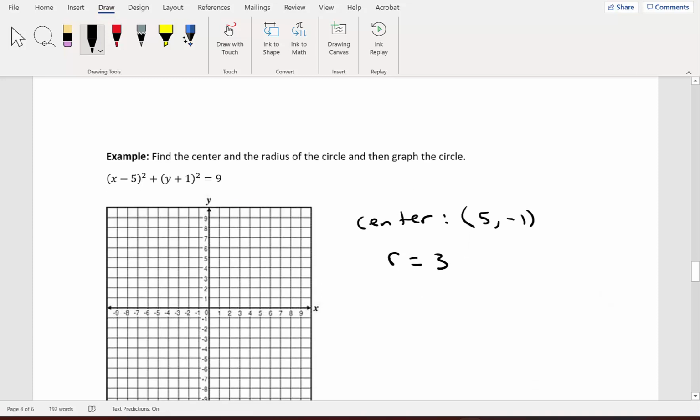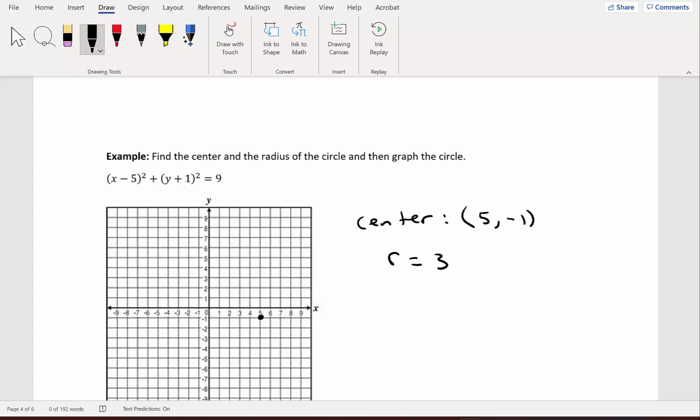So now let's go ahead and plot the center, and then we'll use the radius to find additional points for our circle. So we have 5 comma negative 1, which is this point right over here. This is our center. Now we use the radius to find additional points.